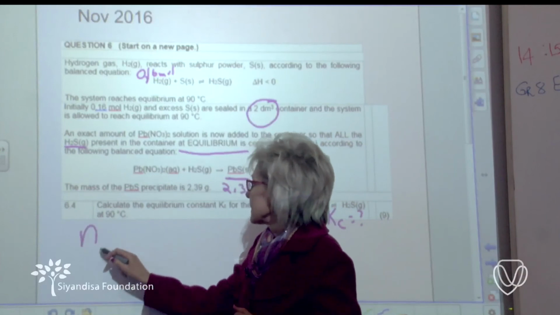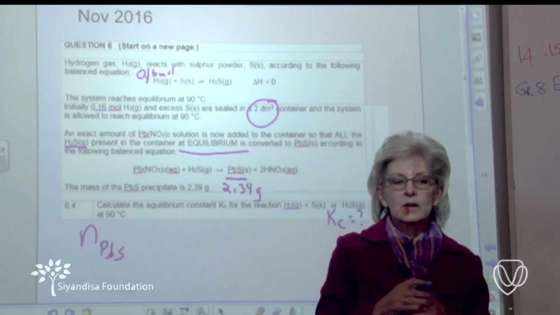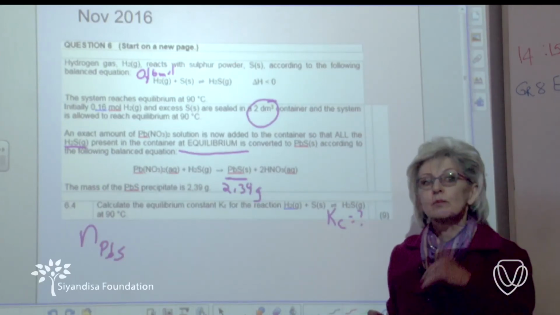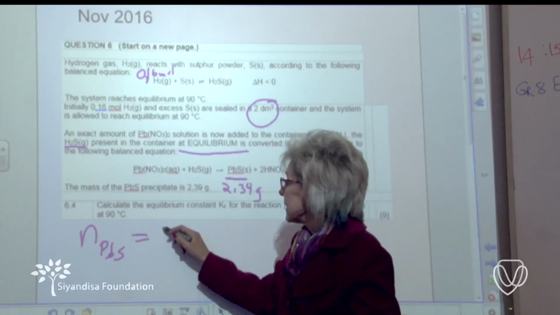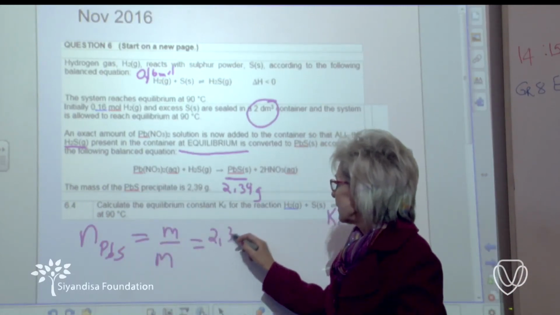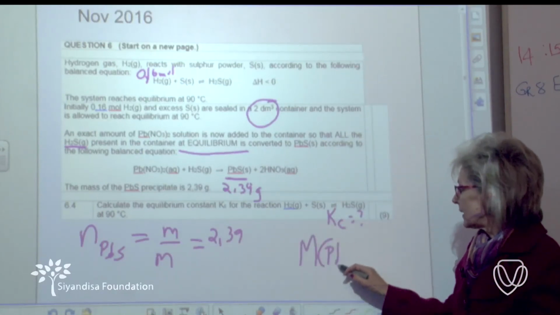So for lead sulfide, and the reason why I put the subscript once more is to help the examiner see what your thinking processes were, is mass over molar mass. The mass given was 2,39. You'll have to calculate the molar mass of lead sulfide.